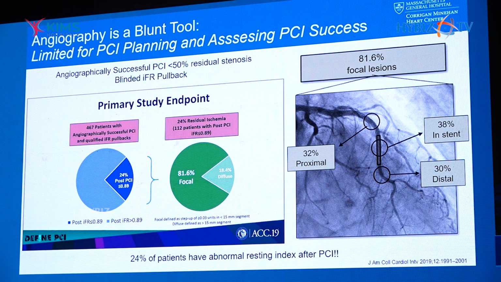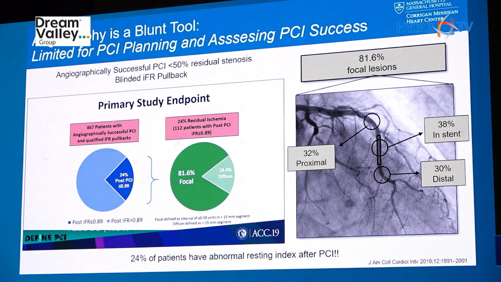Now, the other thing that you need to know is that while you can use invasive physiology to determine whether we need to treat or not and where to treat, you can also figure out if you did a good job with your stenting procedure. So from DEFINE PCI, what they found was that if we did an iFR at the end of the PCI, approximately 1 in 4 patients were left with residual ischemia that was still in the positive threshold. And the part that's even more interesting is that nearly 80% of those patients, all you needed to do was do a bigger balloon inflation or just put a second stent in.